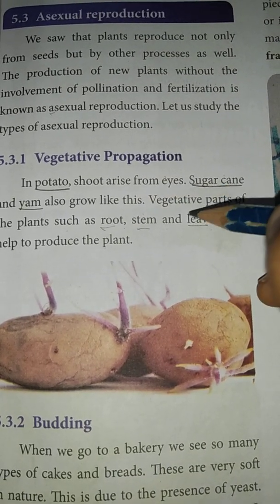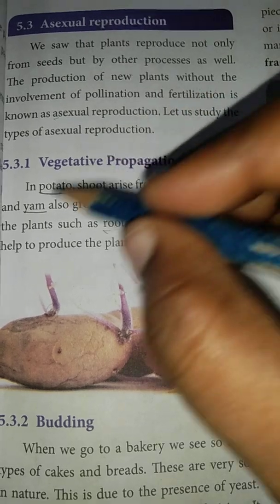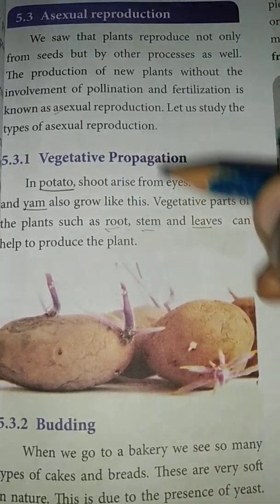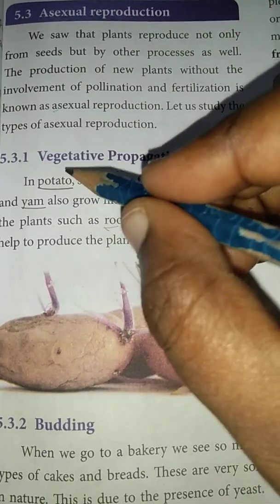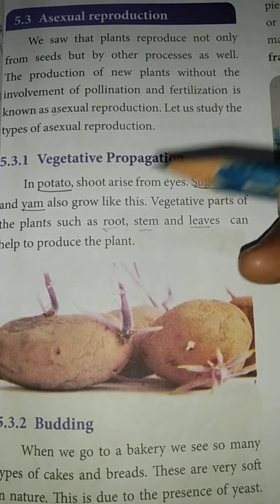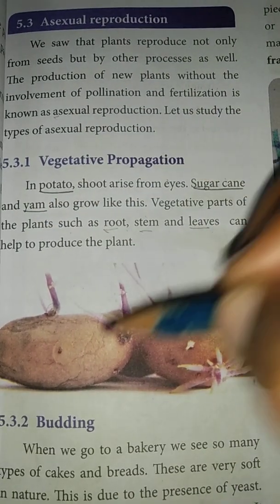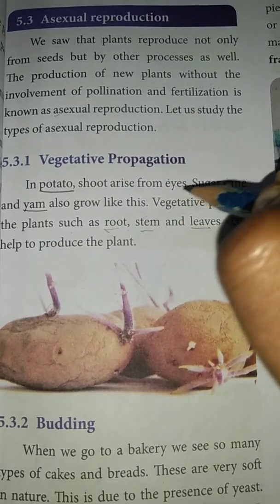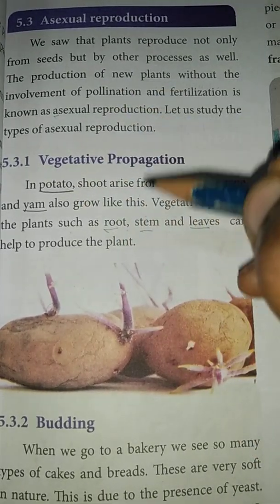propagation. For example, sugar cane: we keep the stem and it starts to grow. Potato is also a stem, so when we plant it, it starts to grow. Yam also happens likewise. The eye spot is present, and from that it starts to grow. This is vegetative propagation.